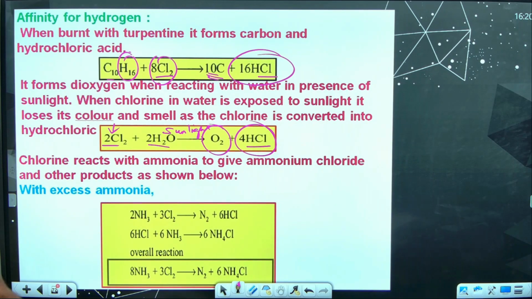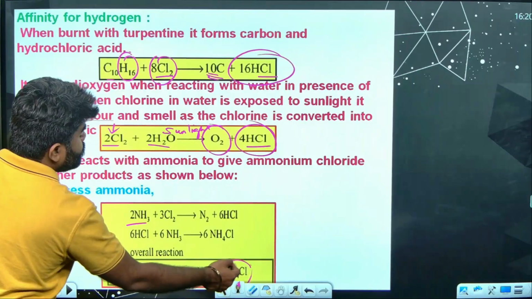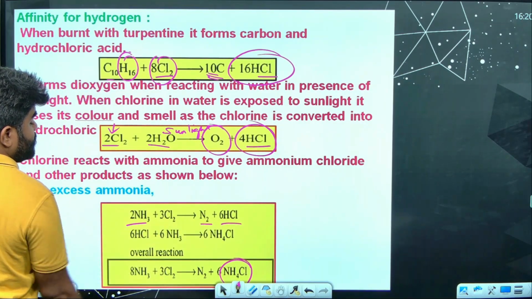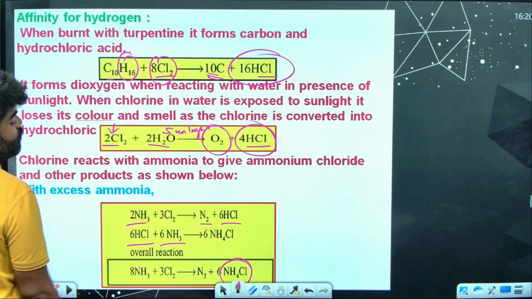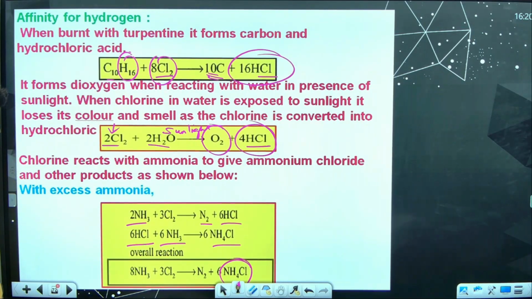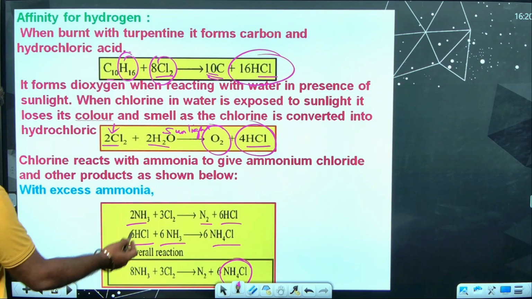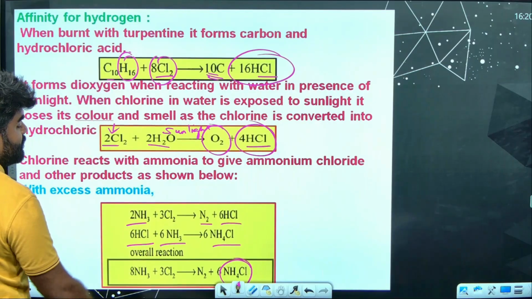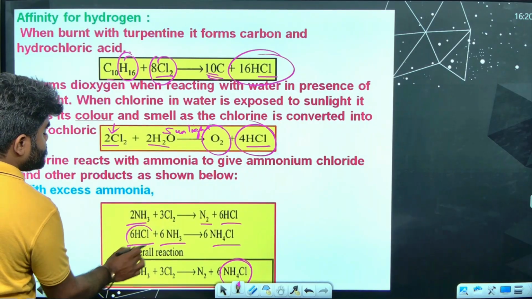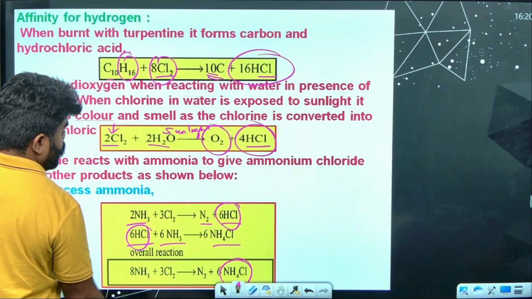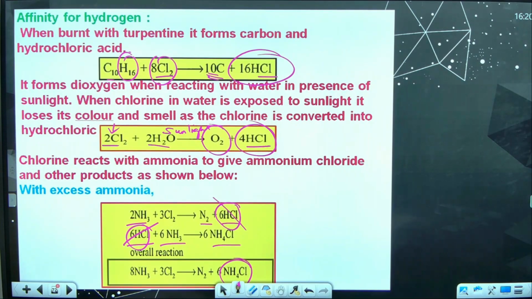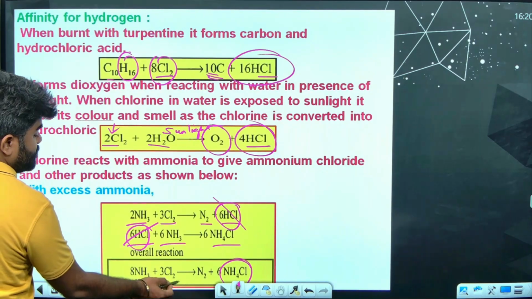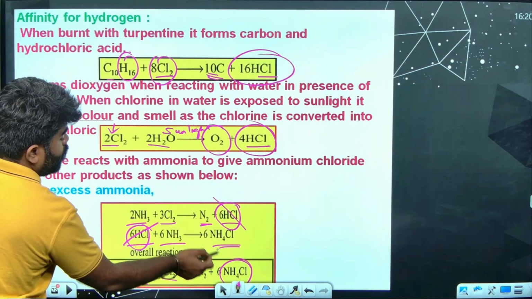Next, when we treat chlorine with ammonia we get ammonium chloride. About the mechanism, ammonia when it reacts with chlorine forms nitrogen with HCl. Then this HCl, when treated with excess ammonia, gives ammonium chloride. So how should we write the overall reaction? When we compare the products on the right hand side of the arrow with the reactants on the left hand side, we have 6 HCl on the reactant side and 6 HCl on the product side. So they will cancel each other, right? Then what remains is 6 plus 2, 8 ammonia, 3 Cl2, and on the right hand side N2 and ammonium chloride.